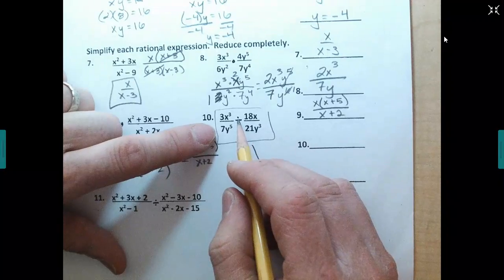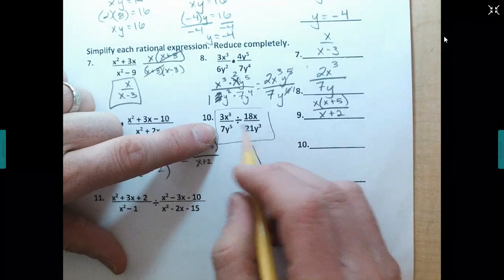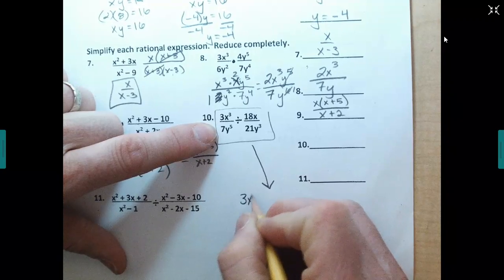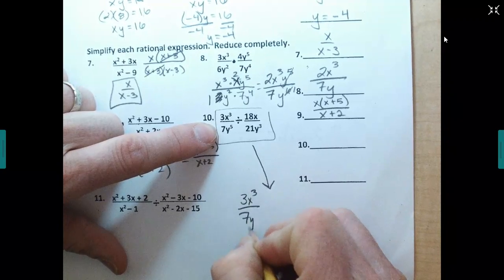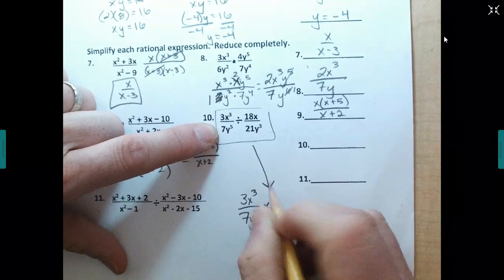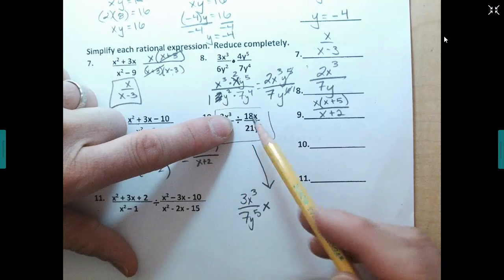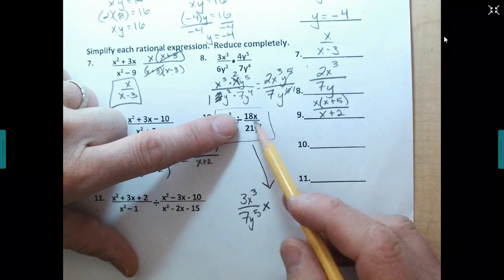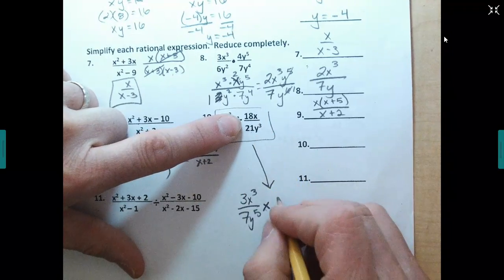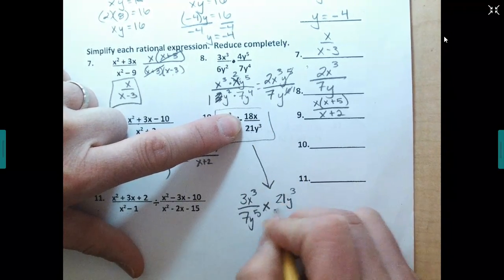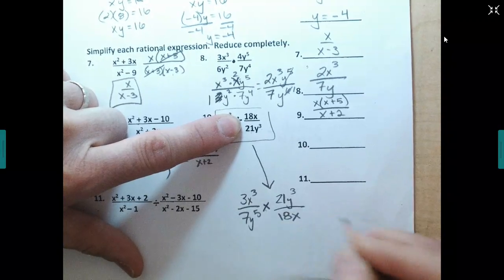So the first thing I have to do is multiply by the reciprocal. So I have to flip this. So we've got 3x to the third over 7y to the fifth times... So I go from division to times, and then I flip these. So my 21y to the third over 18x.